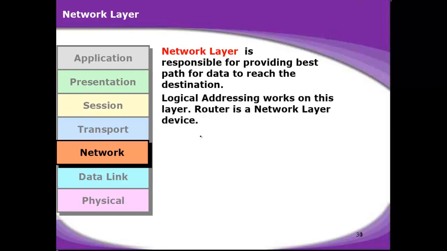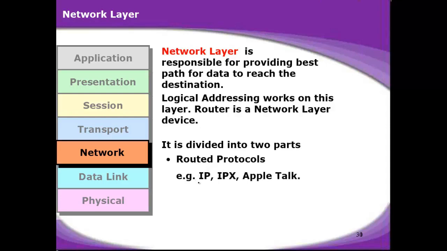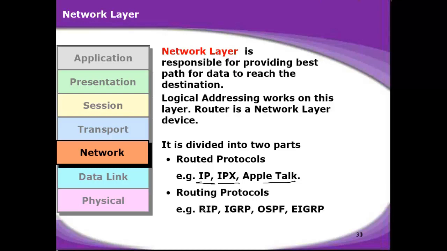Logical addressing, meaning IP addressing, works on this layer, and the router is the device which is working on this layer. This layer is divided into two parts. Those two parts are the routed protocols, for example IP, IPX and AppleTalk, and the routing protocols like RIP, IGRP, OSPF and EIGRP. We are right now using IP, and we rarely see IPX or AppleTalk. AppleTalk used to be used in Mac systems, but nowadays Mac is also supporting IP.